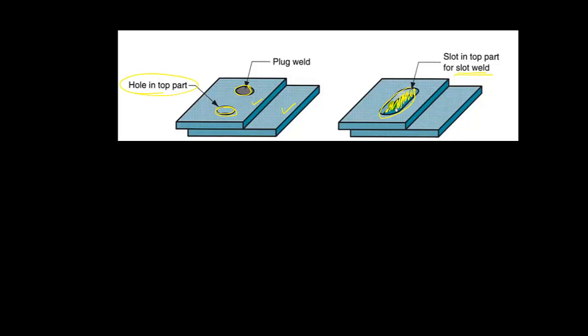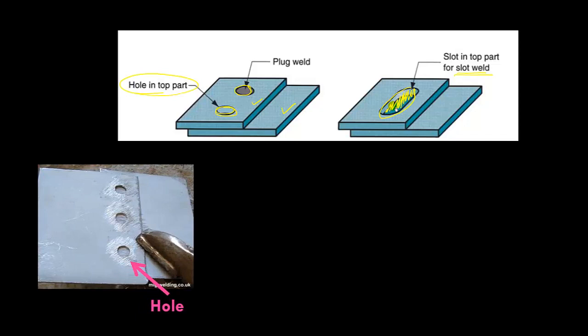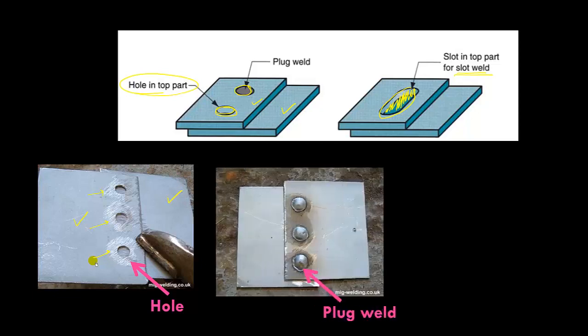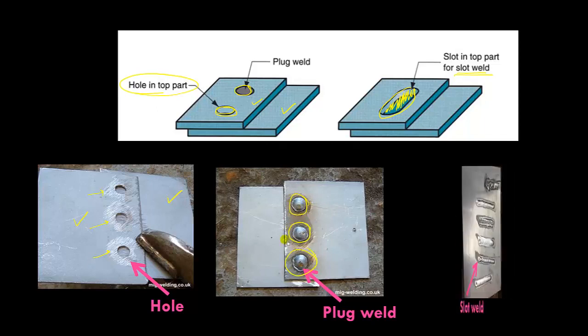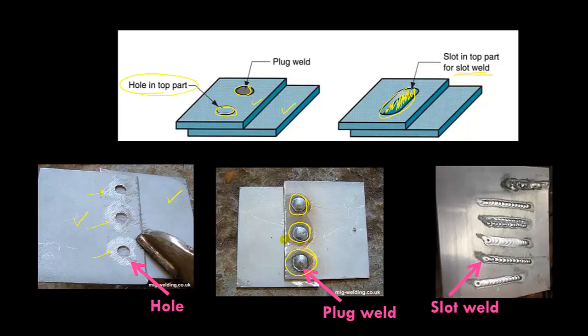And this is shown here. If you see, I have one plate here and another plate here. We have made some holes in the top plate and these holes will be filled, and this is an example of a plug weld. Once I fill these holes using the welding material, this is an example of plug weld. Similarly, I can have different slots and then we can fill each slot with the welding material, then this will be an example of slot weld.